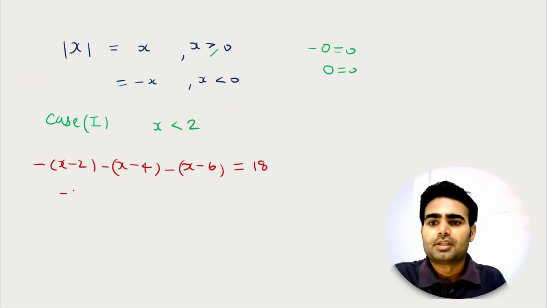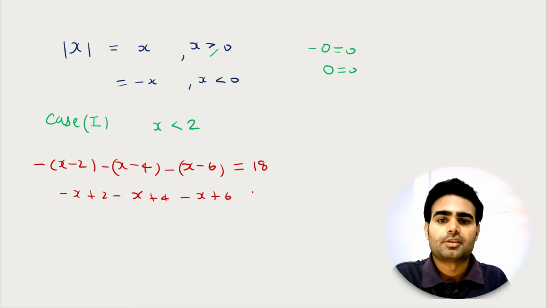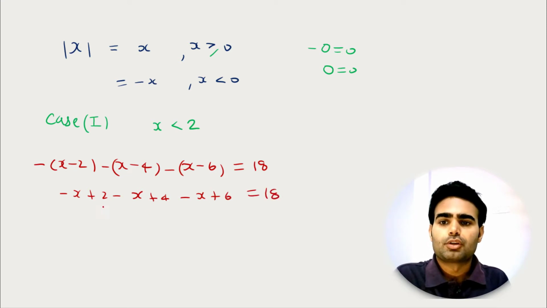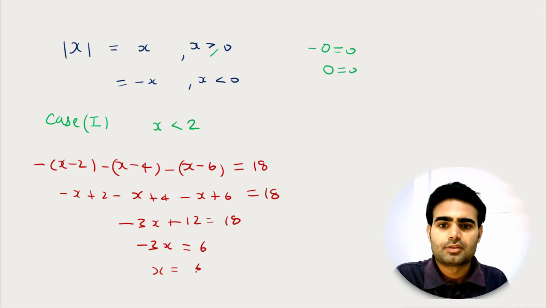Now it is minus x plus 2, minus x plus 4, minus x plus 6, and this is equal to 18. Now you can see it is minus x minus x minus x, that is minus 3x, and 2 plus 4 plus 6 is 12, so minus 3x plus 12 is equal to 18. If we shift the 12 to the other side, 18 minus 12 becomes 6. So we get the value of x as 6 upon 3 with a minus sign, so we get x as minus 2.